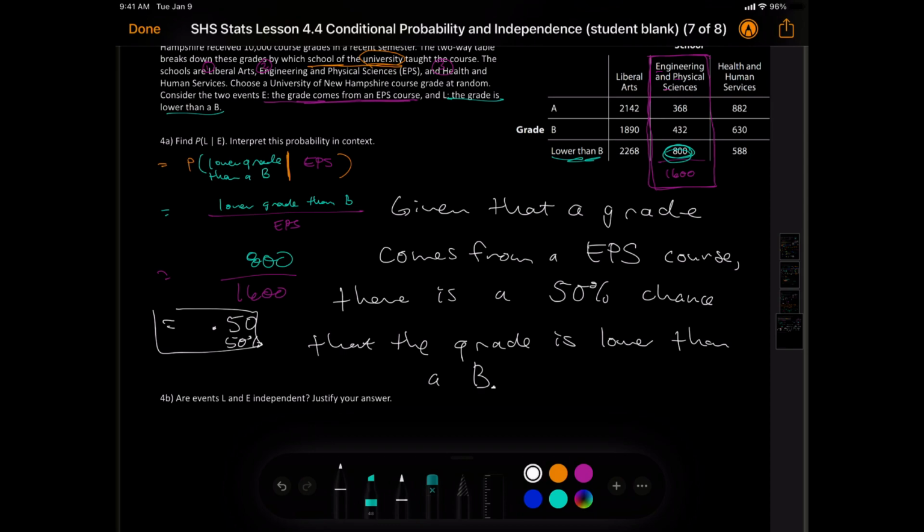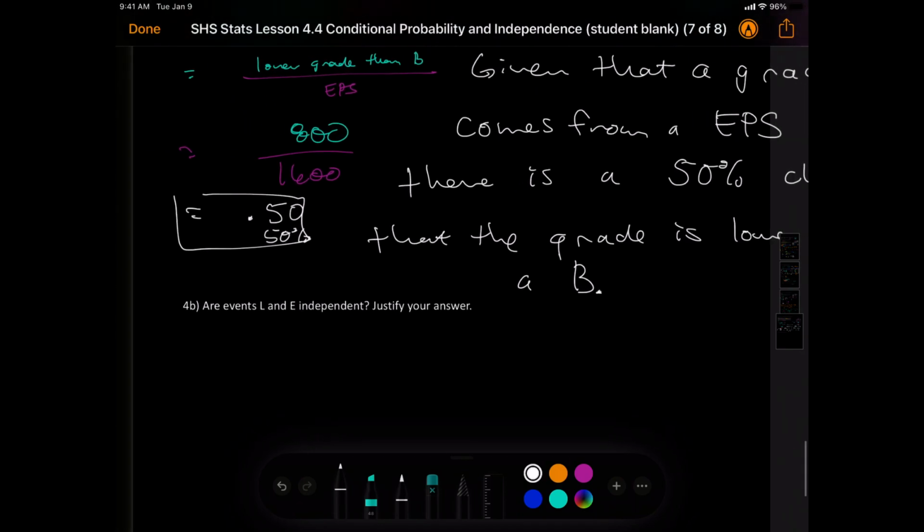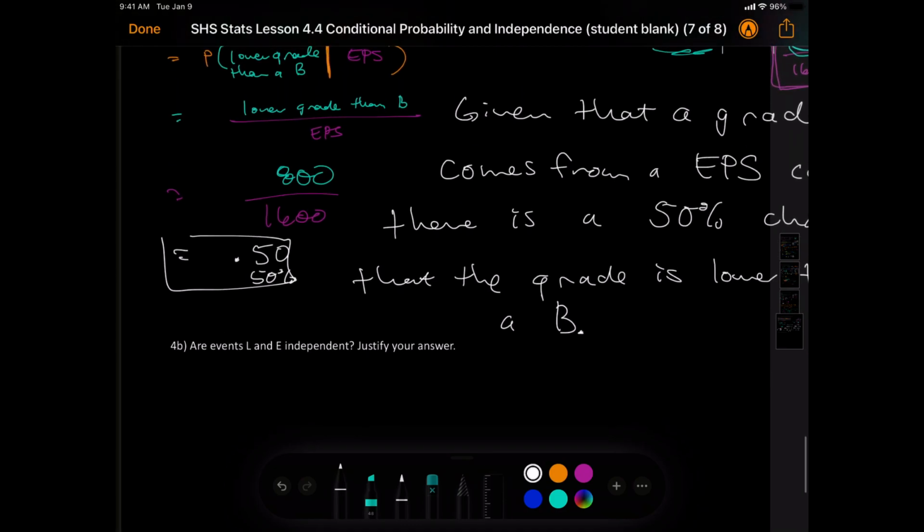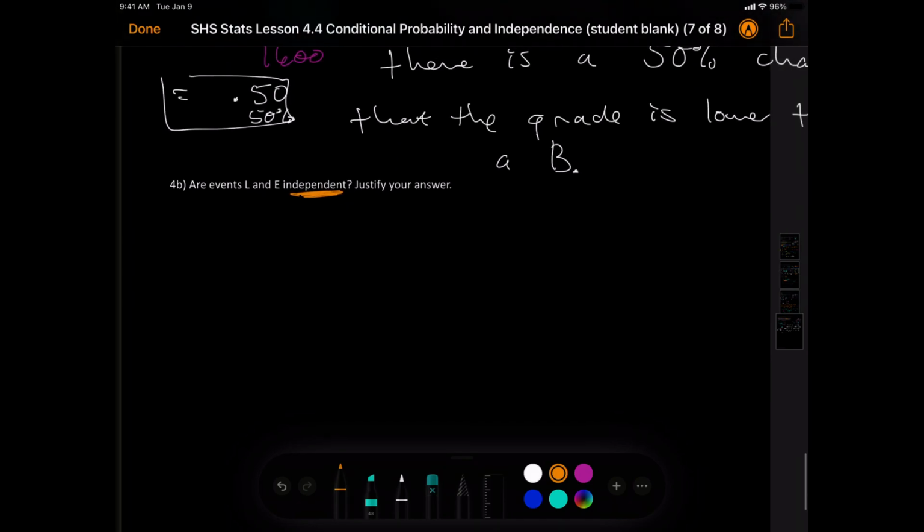Okay. Let's do: are events L and E independent? When you see the word independent in a question like this, you're going to have to break it up into 2 kind of problems, okay?